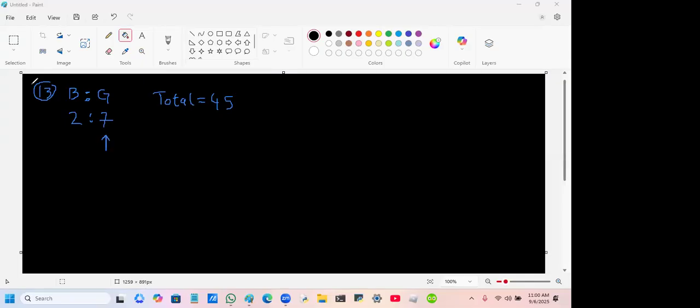So it's very, very simple. If you want to know the number of girls, you take the ratio number for the girls, divide it by the total, which is 2 plus 7, 9. When I say total, I mean total ratio, not the total number of pupils. Then multiply it by the total number of pupils, which is 45. 9 in itself is 1. 9 in 45 is what?